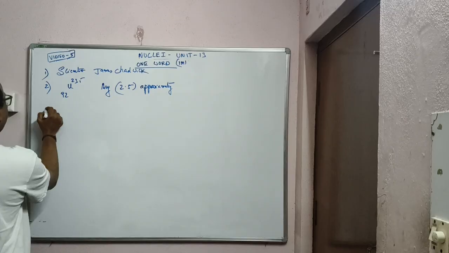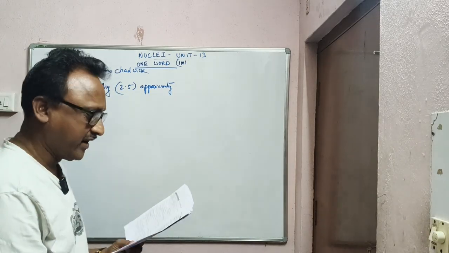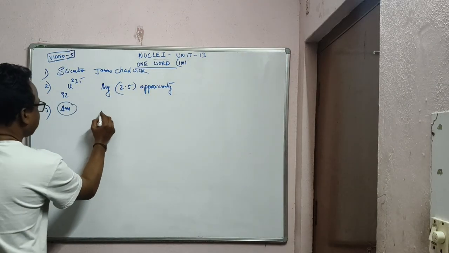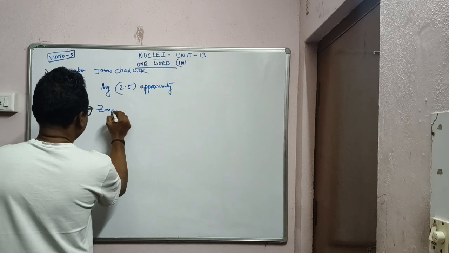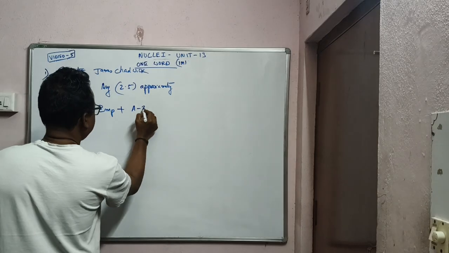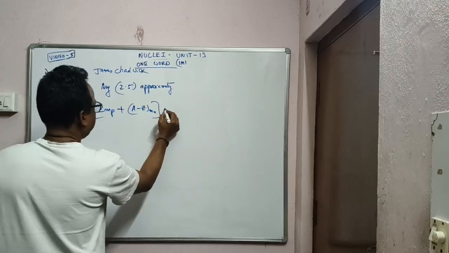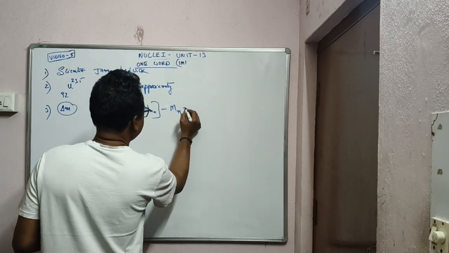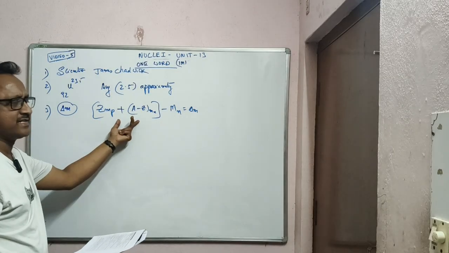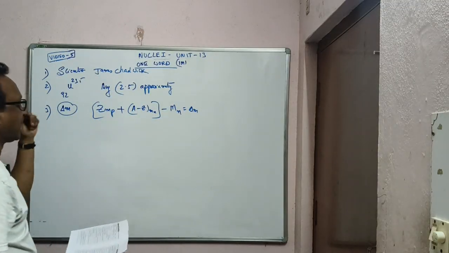Next, third question, one word. Define mass defect, delta M. So we know what is mass defect. Look, the mass of the protons plus nucleons, that is A minus Z, these are the mass of the neutrons, minus the stable nucleus. This is what you are defining as delta M: the mass of the constituents present inside the nucleus compared to that of a stable nucleus. The difference is called delta M.